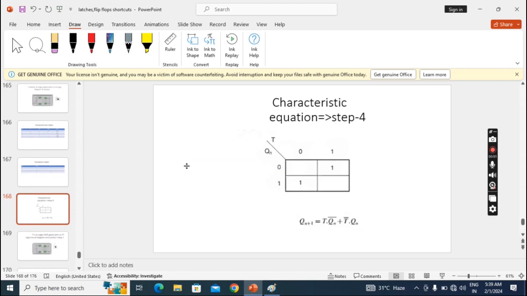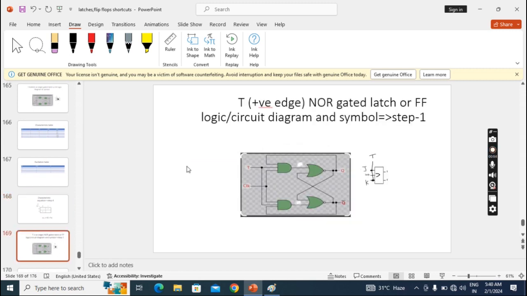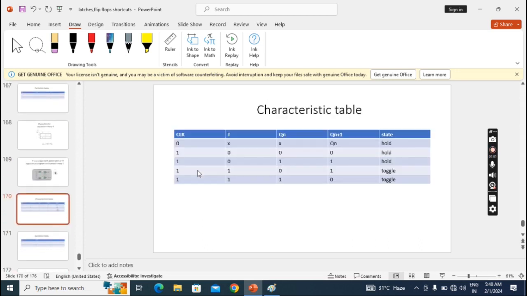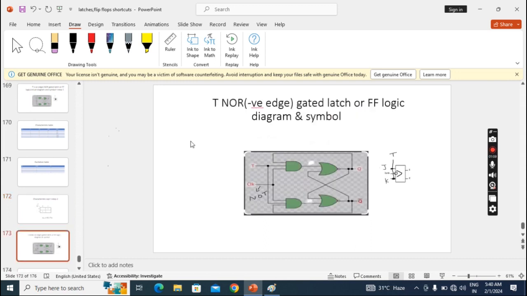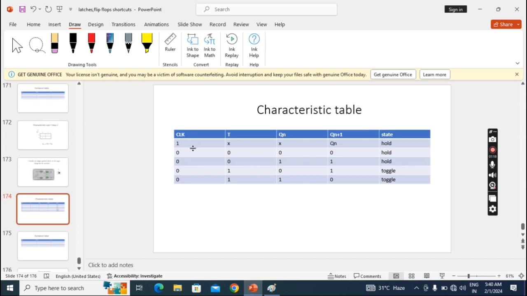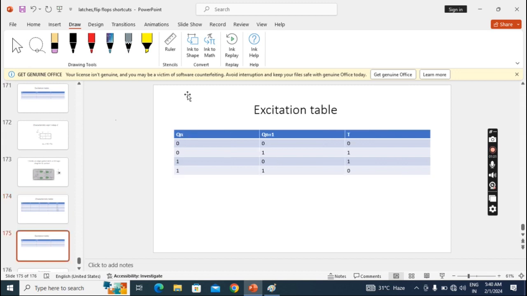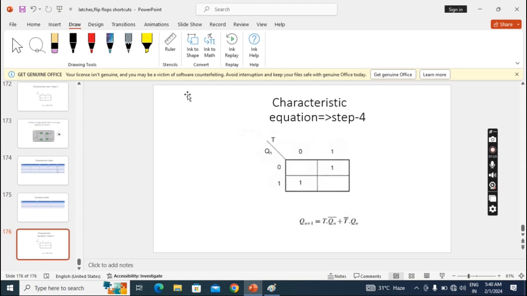Excitation table, characteristic equation. Now with the NOR latch part, that also with the positive edge, here gates will change and here a triangle symbol will come. Now these work with edges. The excitation table and characteristic equation are the same as the latch. Now with the negative edge, NOR latch part, here a NOT gate and a circle, bubble and triangle symbol will come. Here it will work with edges. The excitation table and characteristic equation are the same as the latch. Right, complete.